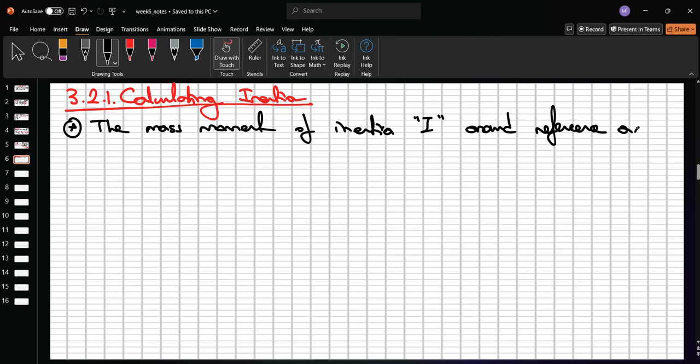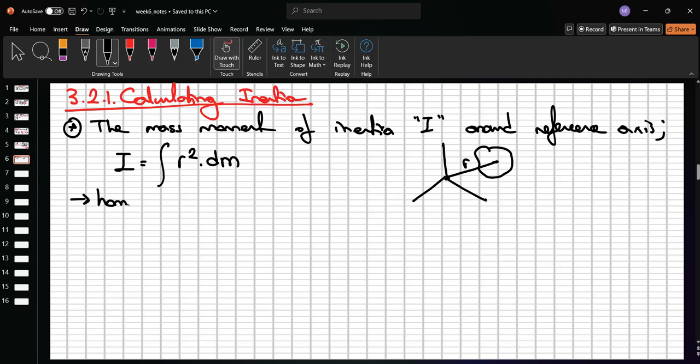Around the reference axis. Just remember that if we have the I value in here, it is the integral form: r square times dm. Just remember that. And so, what is the r value? If we have any object in here, the r can be built by using this one, right? But under this condition, the object is a homogeneous rigid body.